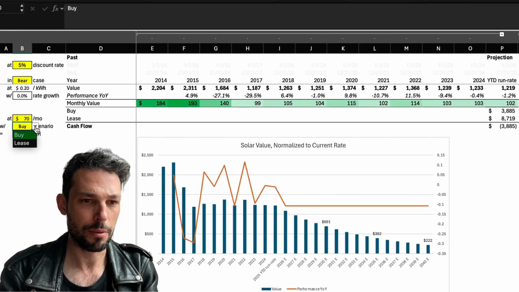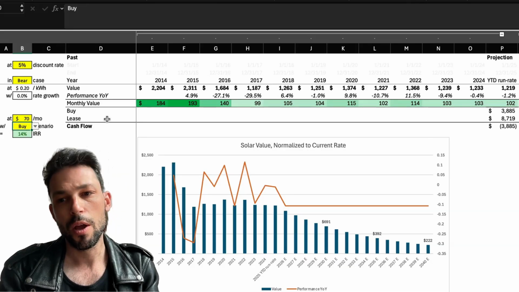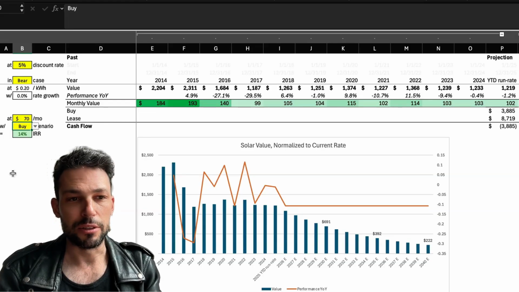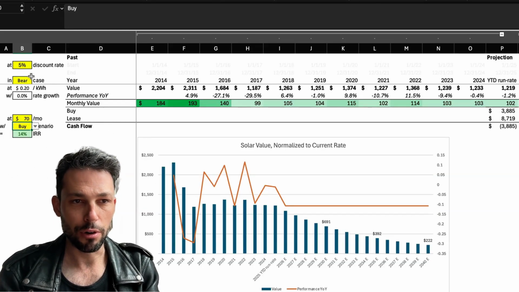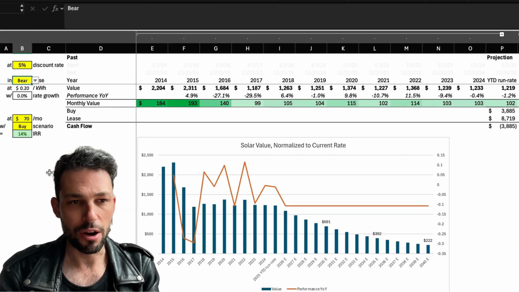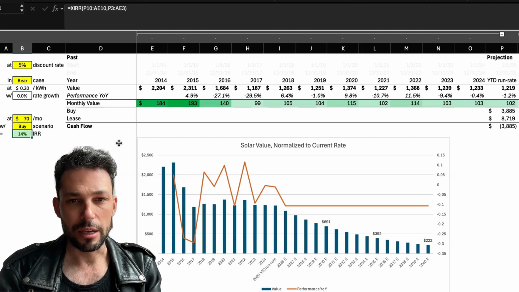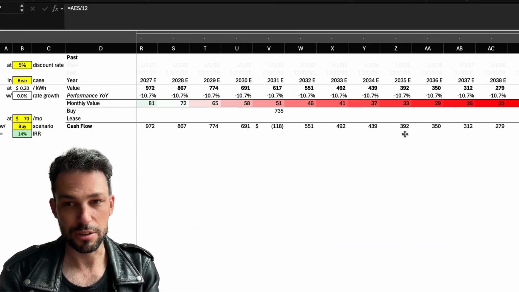If you bear case, remember the lease, we were losing money. If we buy in the bear case, you're still making a nice IRR above your cost of capital. So this is why I want you to buy, because you're giving yourself downside protection, even in the case where rates don't grow at all and the panel deteriorates quite significantly, reaching only $222 of value in the final year. If you buy it, you're still making a good internal rate of return. It may be worth only $20 a month, but $19 a month by the end.